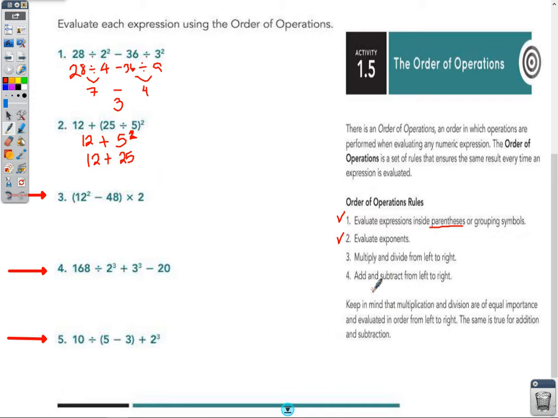I evaluated the exponents. Step 3 is to multiply and divide from left to right. When I look at this problem, there is no multiplication or division left. So that's already taken care of. Step 4 is to add and subtract from left to right. So I have 12 plus 25. And so the only thing left is 12 plus 25, which is 37.